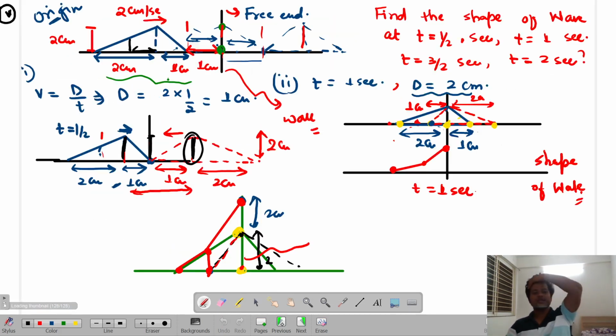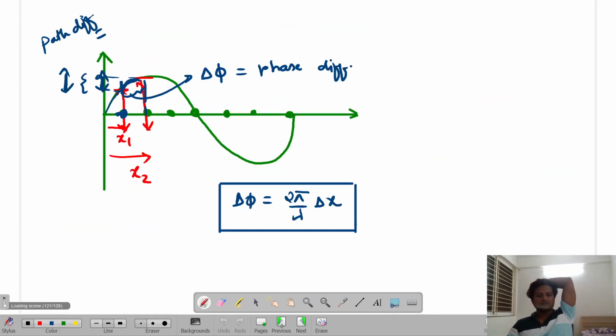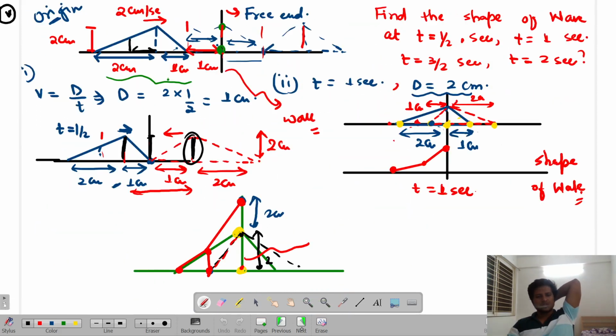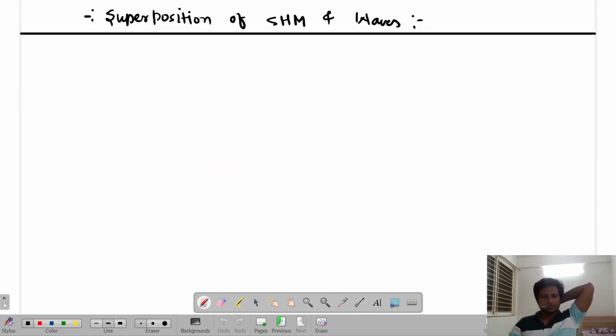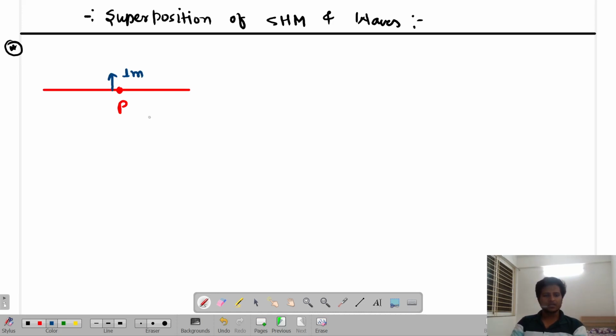So till now we studied how the superposition happens. Similarly, the superposition of SHM also. So basically, like we got to know, let's suppose there is one particle. Let's suppose one SHM started appearing from here and throws the particle by, let's suppose, 1 meter, and another SHM is there which throws the particle by, let's suppose, 2 meters.